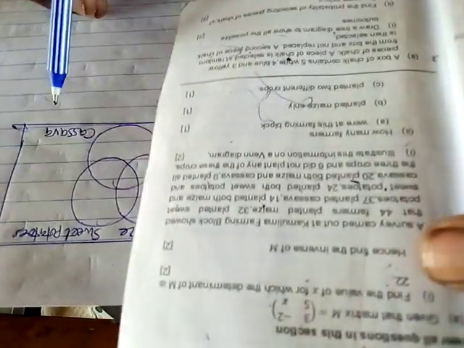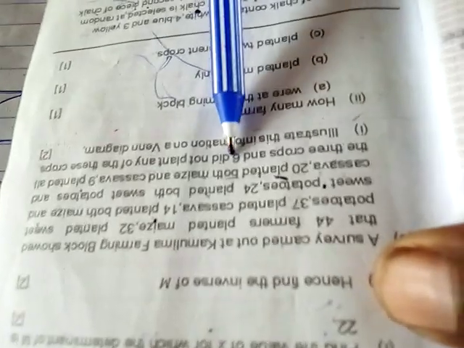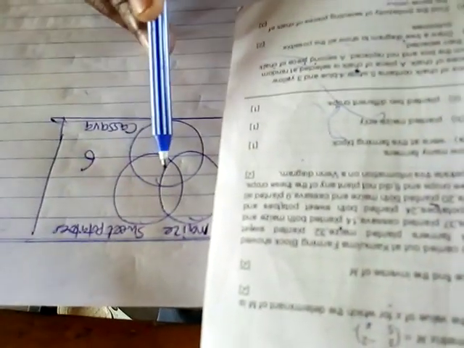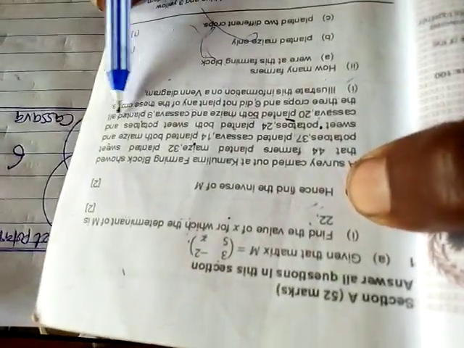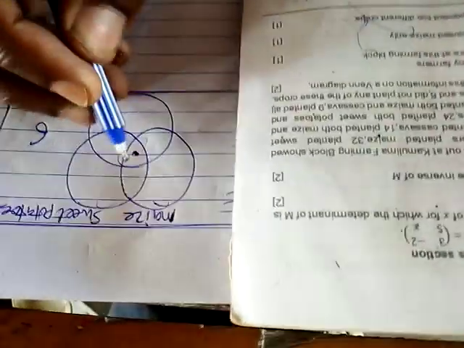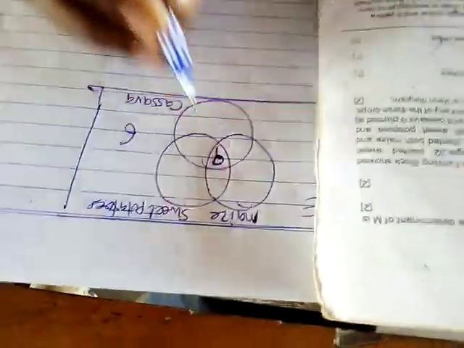Now, how many farmers didn't plant anything? We are told that 6 did not plant any of these crops, so 6 will be written outside. How many farmers planted all the 3 crops will be at the intersection. We are told that 9 planted all the 3 crops, so you put that number, 9, at the intersection.